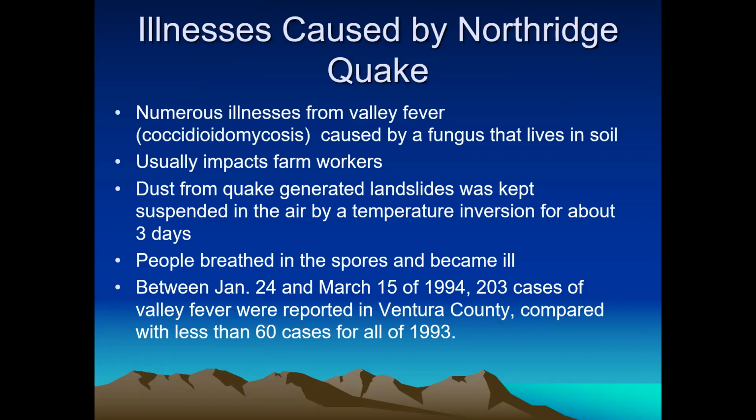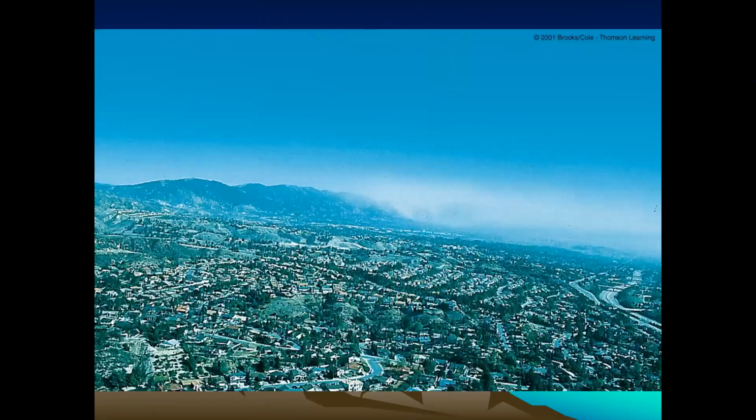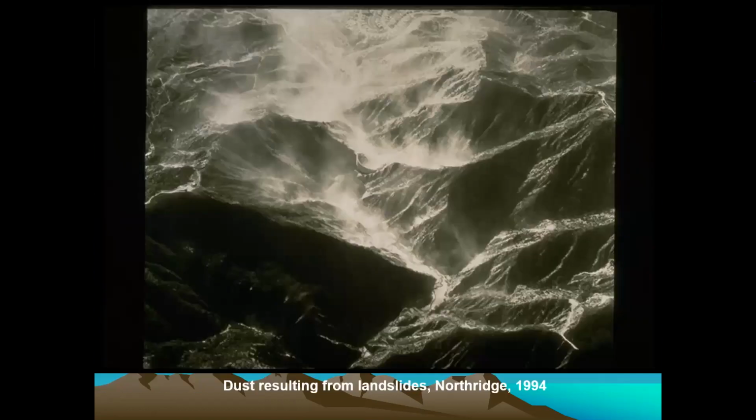Between January 24th and March 15th, 203 cases of valley fever were reported in Ventura County, compared to 60 cases for all of 1993. So it was at that point that doctors realized that they had a situation on their hands, and they started looking into it, and they started looking at pictures of this dust that was in the air, and they realized that this is how everybody was contracting the disease.